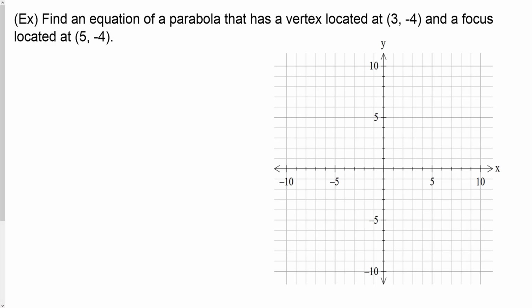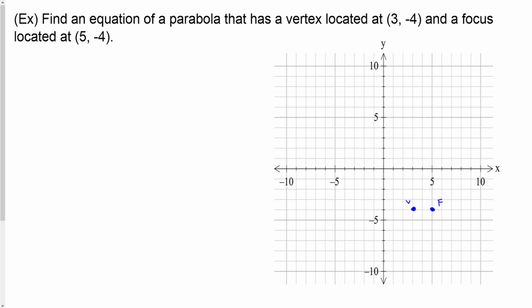Find an equation of a parabola that has a vertex located at 3, -4 and a focus located at 5, -4. So 3, -4. So 3 on the x, -4 on the y should be approximately right here. 5, -4 is going to be right here. And let's label what these are. This is a vertex and this is a focus.